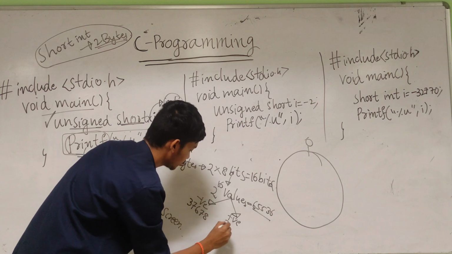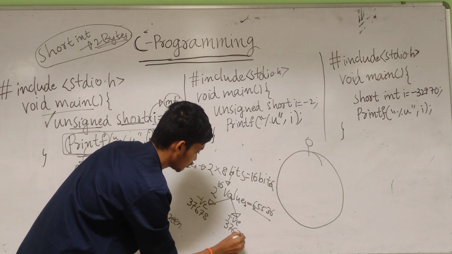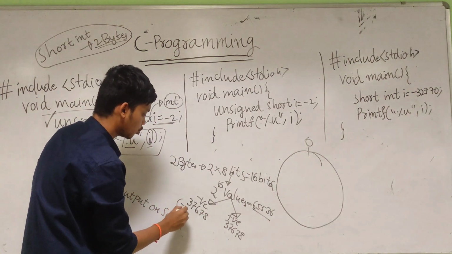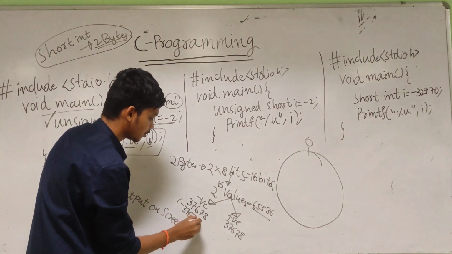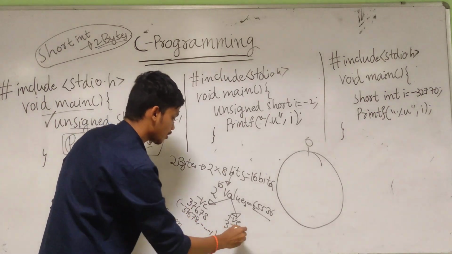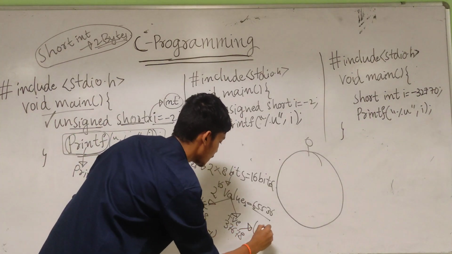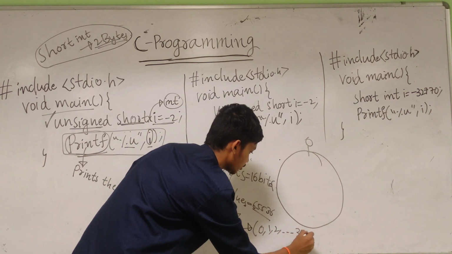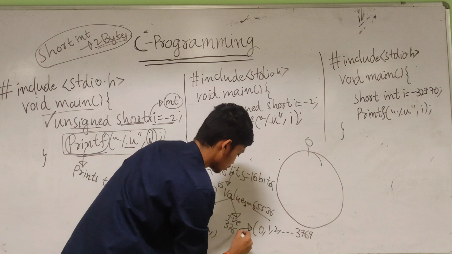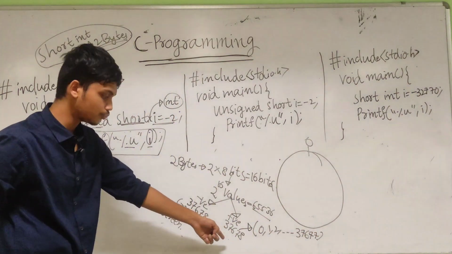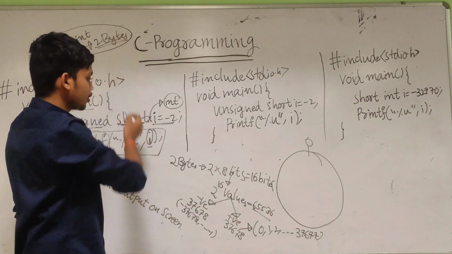37678 negative values, 37678 positive values. So negative values will be 37678 to minus 1, and positive values will be 0 to 1, 2 and so on, up to 37677. These are the positive values generated by the short.